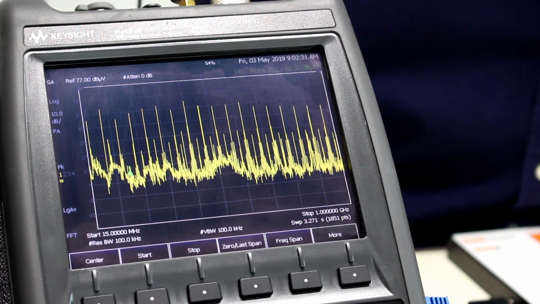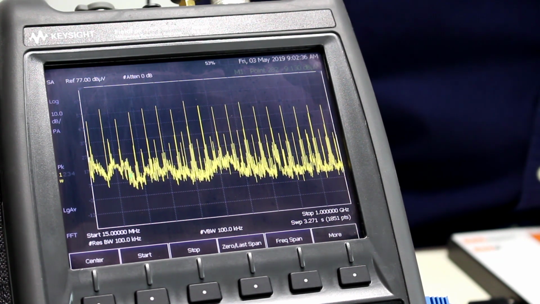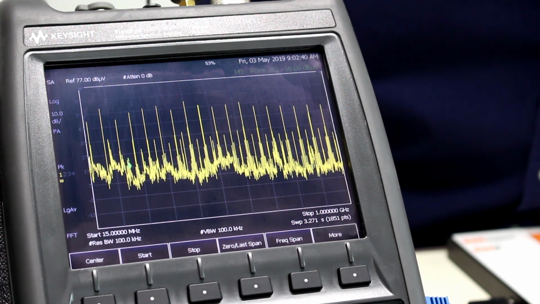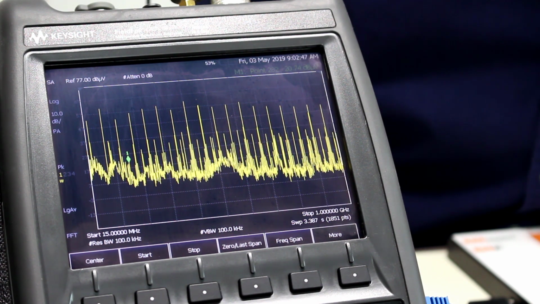And the emissions aren't perfect on this by any means. We do have an impedance mismatch on the load, and the short for the return path definitely isn't perfect, but it definitely does decrease the emissions when I press these two buttons.